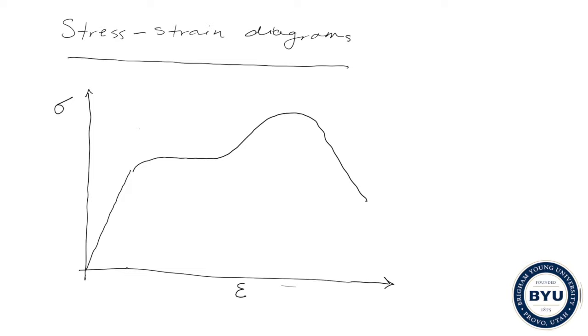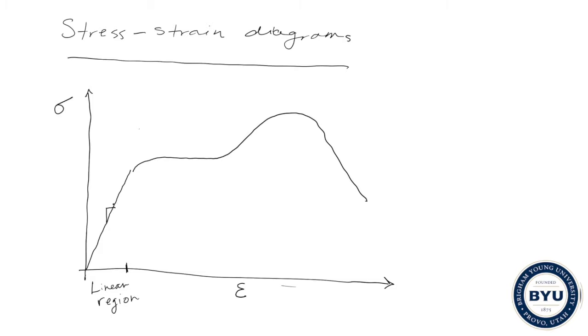The most important part for this class is this region right here, which we'll call the linear region. And again, the name is kind of self-explanatory. It's the region of strain where the relationship between the stress and the strain is a line. Okay, and so this has a constant slope here.